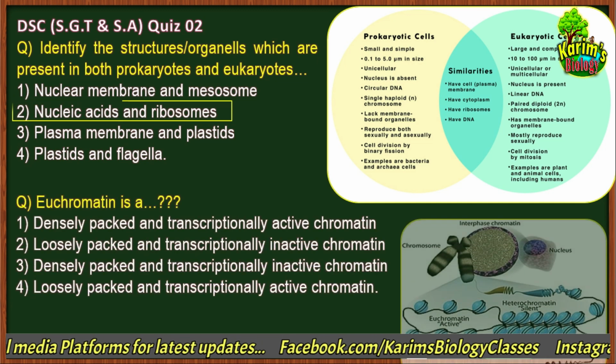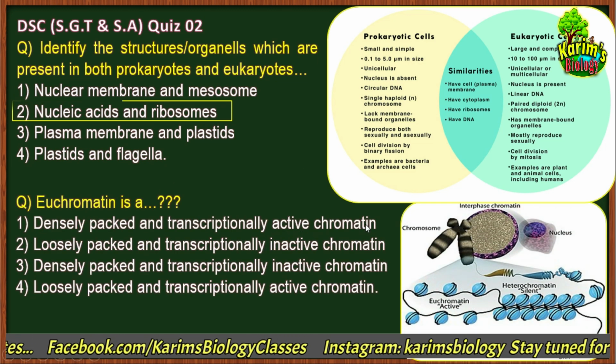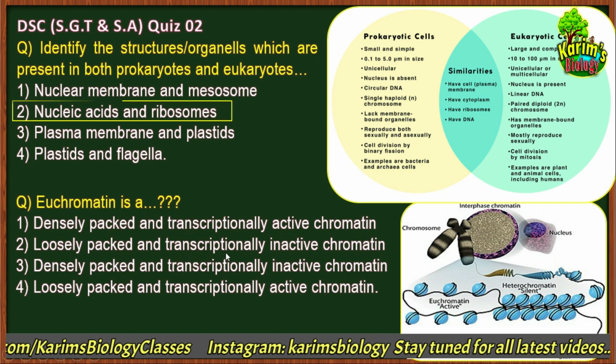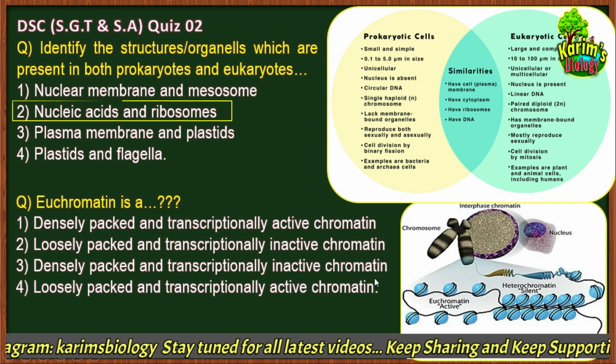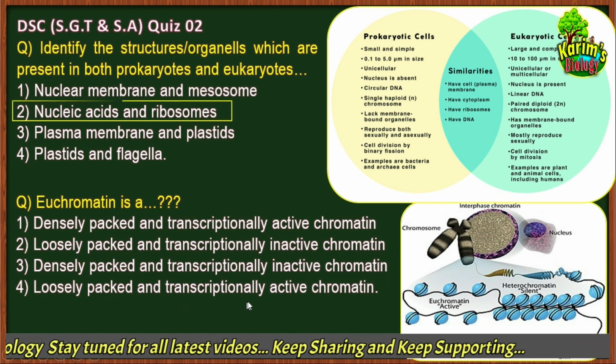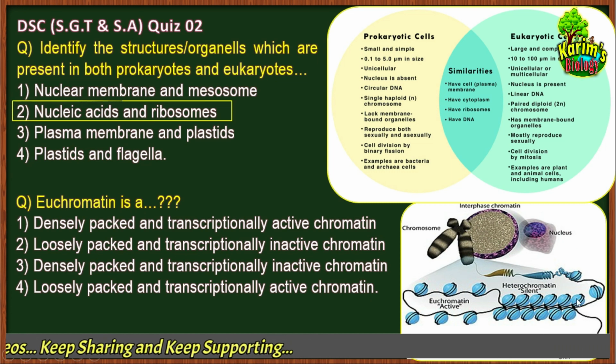Remaining two options are: euchromatin is a densely packed and transcriptionally active chromatin, loosely packed and transcriptionally inactive chromatin, densely packed and transcriptionally inactive chromatin, loosely packed and transcriptionally active chromatin. I have given the picture of the euchromatin and heterochromatin here. Euchromatin, in fact, is loosely packed.